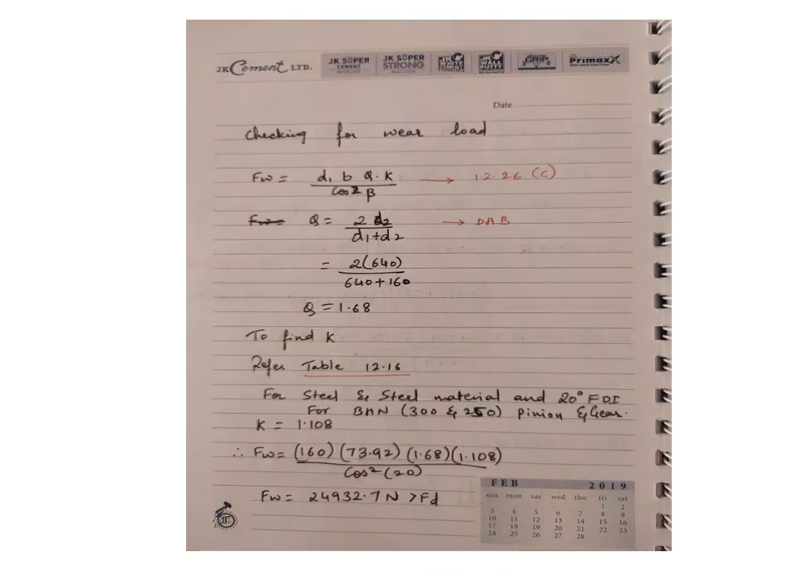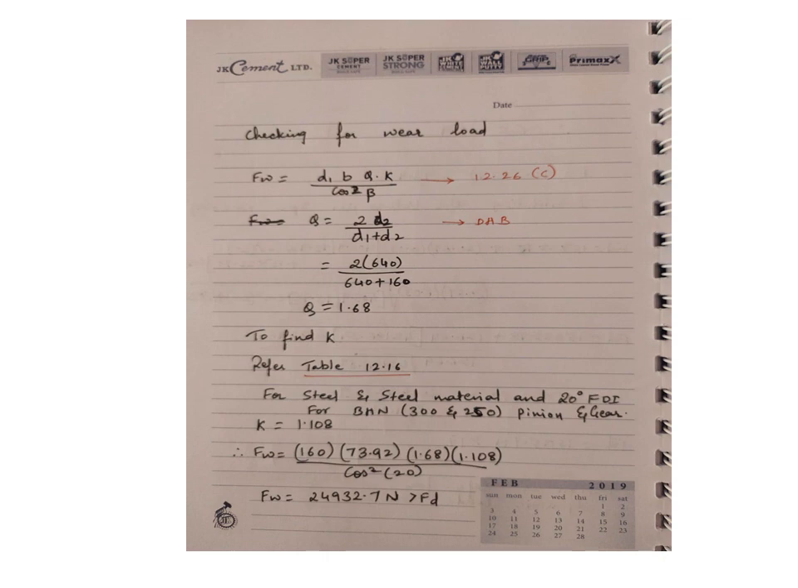Similarly, we need to check for the wear load. Fw is equal to d1 b q K divided by cos square beta. This is as per equation number 12.26c. Now q is equal to 2 times d2 divided by d1 plus d2. Therefore, 2 times 640 divided by 640 plus 160, q comes out to be 1.68. Here d1 is the diameter of the pinion, b is the face width, q is 1.68, which we already calculated, and beta is 20 degrees. It is required to calculate K.